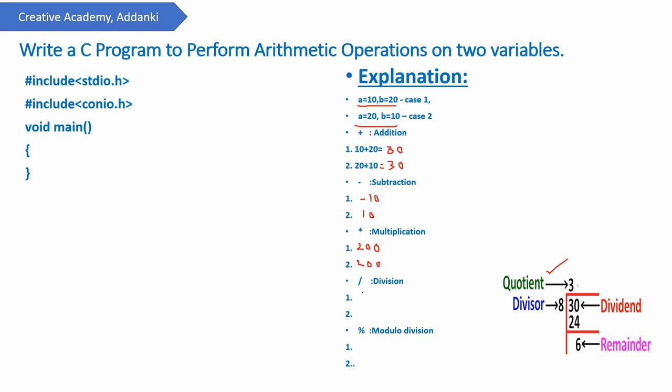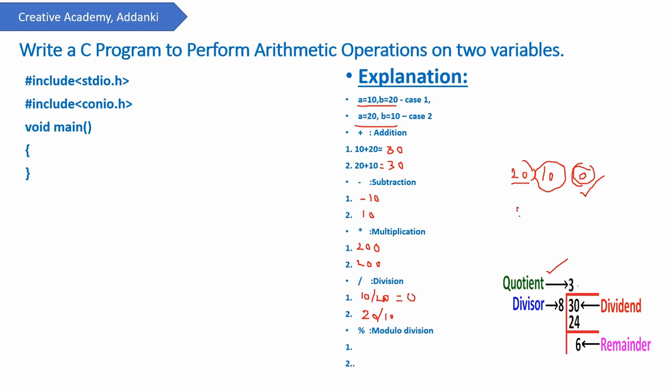So when we write 10 by 20, and when we write 20 by 10, when 10 is divided by 20, what will happen? 0 will be the output. As 10 is not divisible by 20, we get 0 as output for the first case, that is 0.